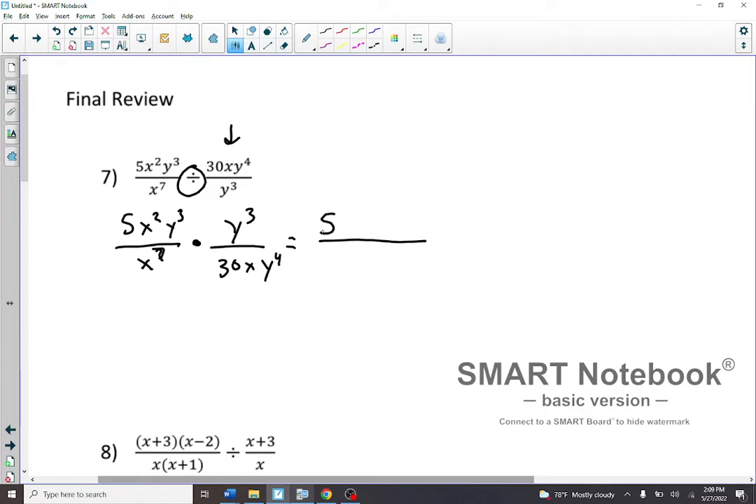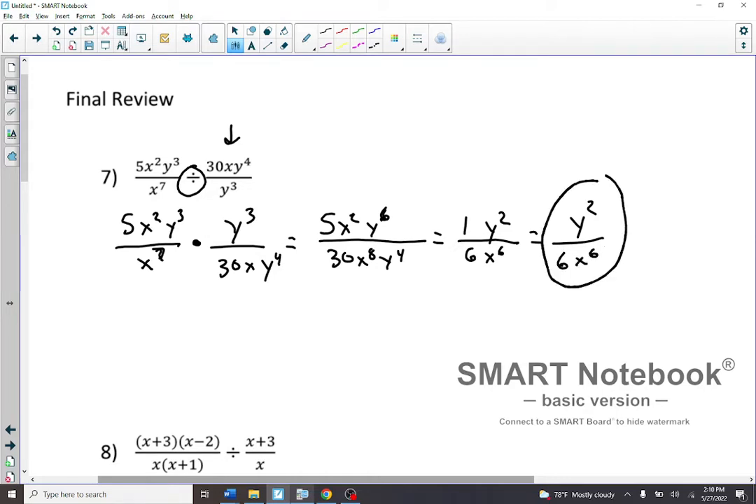So 5 on top, x squared, y to the 6th, over 30 x to the 8th, y to the 4th. Then we'll reduce. 5 over 30 is 1 over 6. X to the 2nd divided by x to the 8th: there's 6 x's on the bottom left over. Y to the 6th divided by y to the 4th: there's 2 y's on top. And the final one would not have the little 1 here, so it would look like this. So your multiple choice answer would look like that.